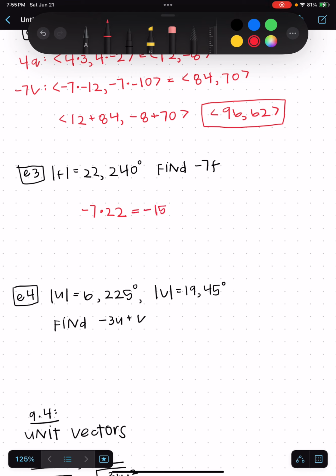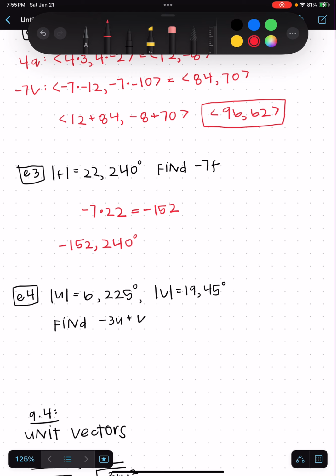So really, my final answer in the magnitude and direction form would be -152, 240, because that direction doesn't change. It will not change with a scalar. The only thing that changes with a scalar is the magnitude. So this is my answer in component form. Let me double check the self-check.